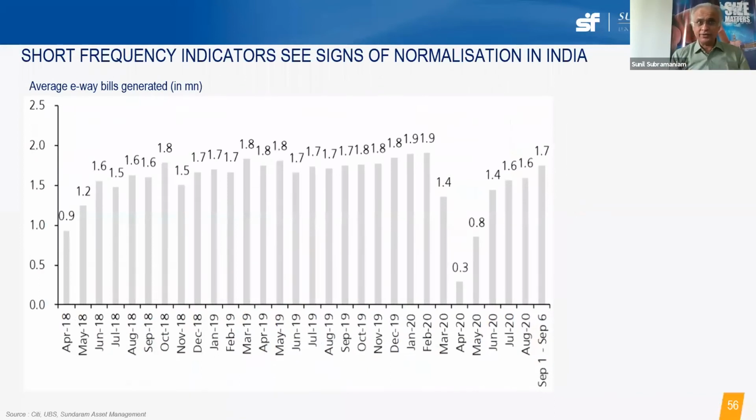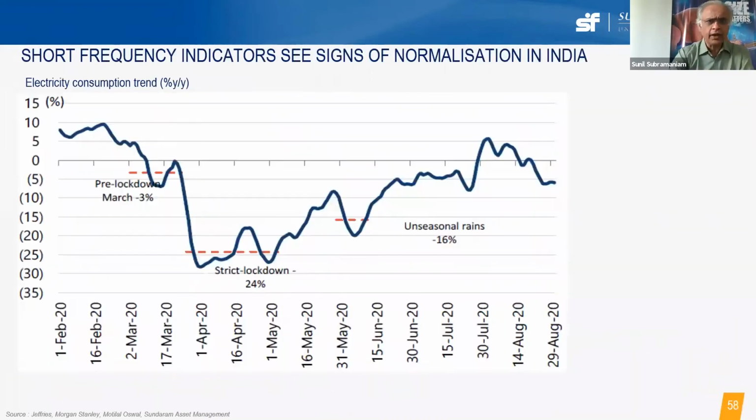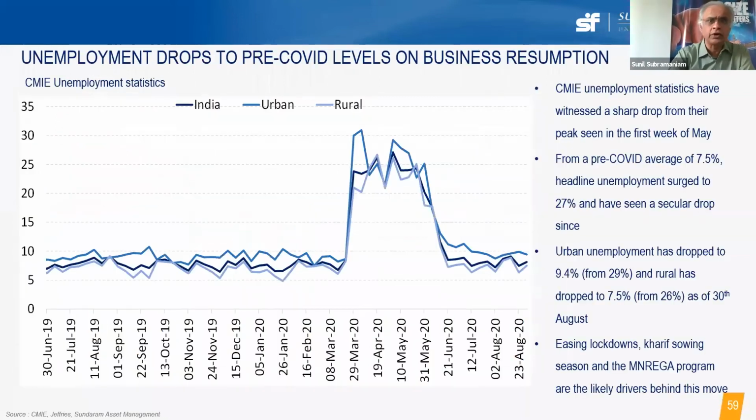Government, I said, was spending, so their EV bill procurement is showing a V-shaped recovery. Then you have freight. Across the board, the bulk commodities, cement, steel, coal, fertilizers, are all showing a positive. So overall freight is also showing a V-shaped recovery. And electricity consumption, a good indicator of industrial growth as well as households using electricity, is showing V-shaped growth.